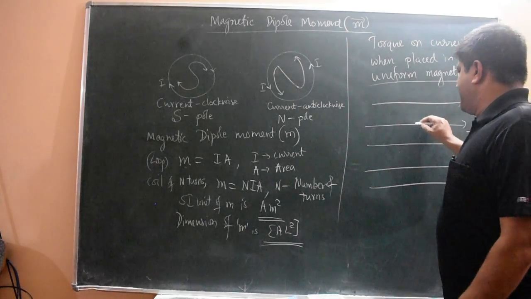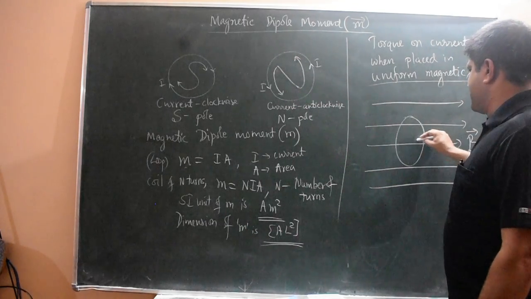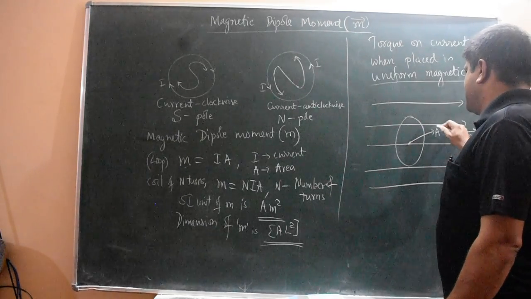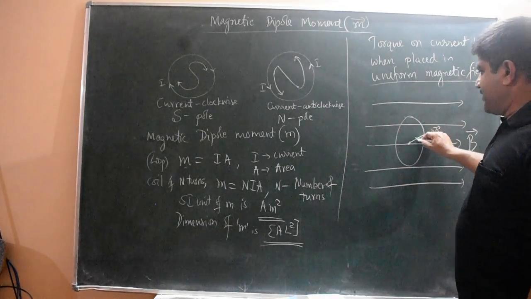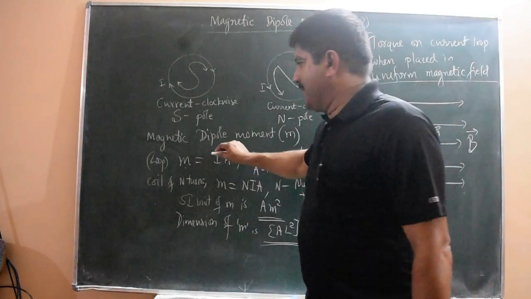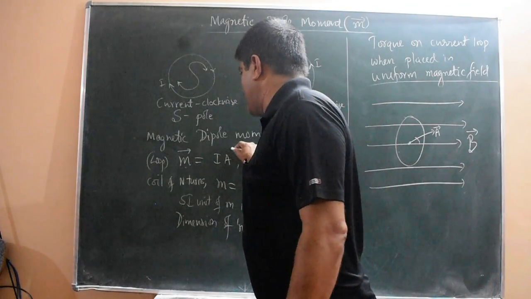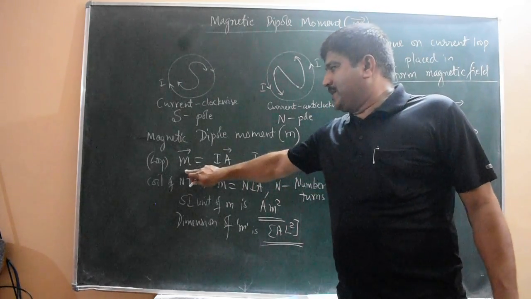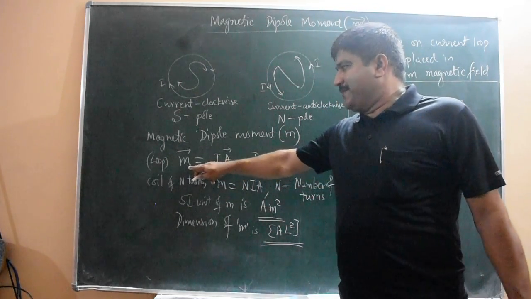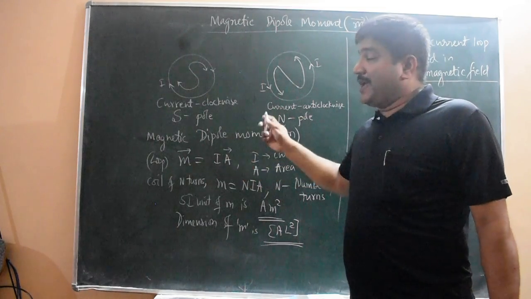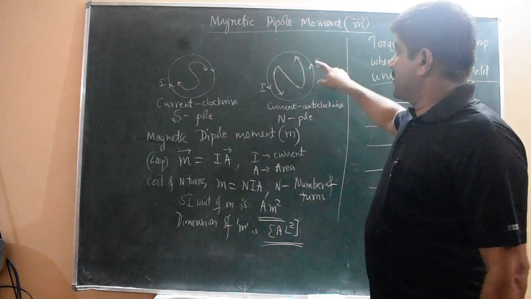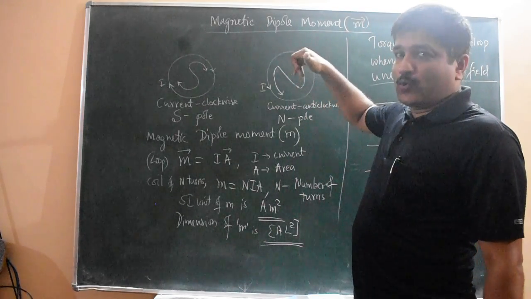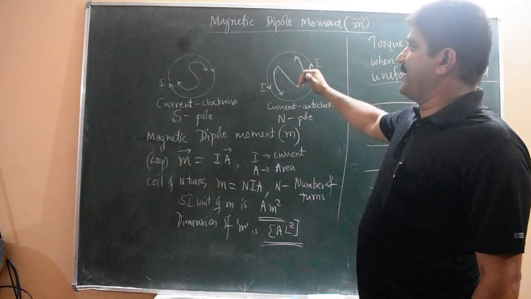And now if I place a loop whose area vector I will show like this, the area vector of this loop is this way. Vectorially, I can write M vector equal to I into A vector. Area is a vector, remember. So M vector has the same direction as the area vector. Area is normal outward. So current here is flowing like this, so the dipole moment here is outward.